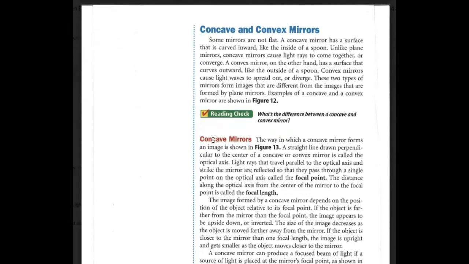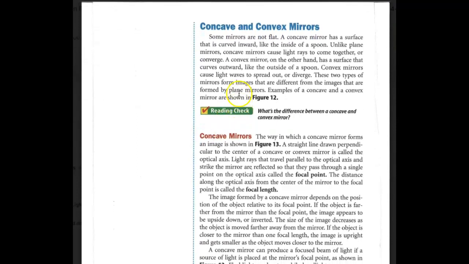Here are two different types of mirrors that we're going to look at too, concave and convex. You can remember concave, like a cave, you can go in a cave. Concave mirrors are ones that usually curve inward. Some mirrors are not flat. A concave mirror has a surface that is curved inward, like the inside of a spoon.